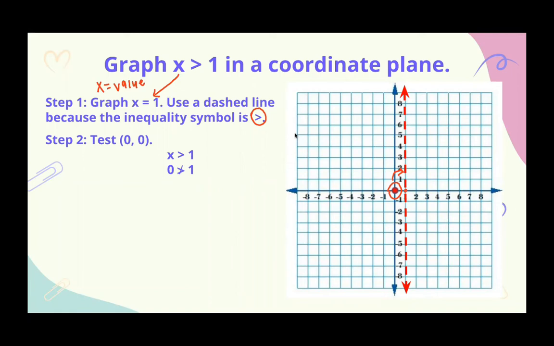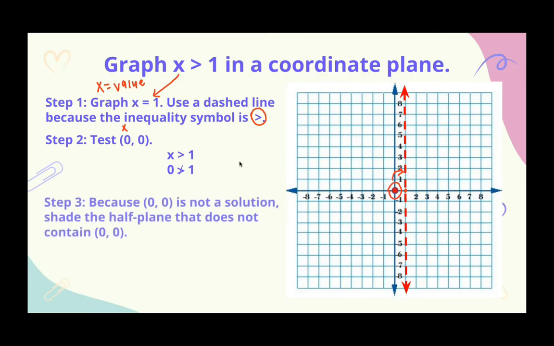So plug in 0 for your x value. That would give you 0 is greater than 1. 0 isn't greater than 1, so we know that (0, 0) is not a solution. Because (0, 0) is not a solution, you're going to shade the half plane that does not contain (0, 0).